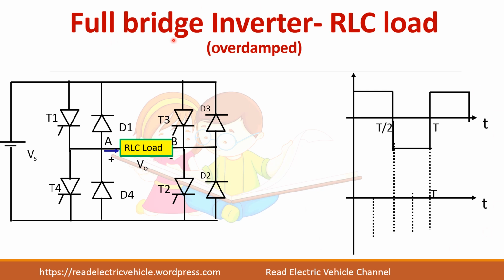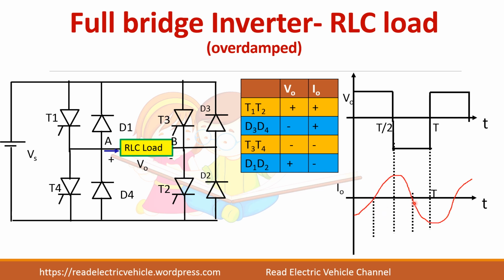Next case, full bridge inverter with RLC load. So it is similar to R load. If the RLC is overdamped, it will be similar to RL load, except that the shape of the output waveform will be a bit sinusoidal. So same thing, D1, D2, T1, T2, D3, D4, T3, T4. The sequence, everything remains same except that the waveform appears to be sinusoidal.